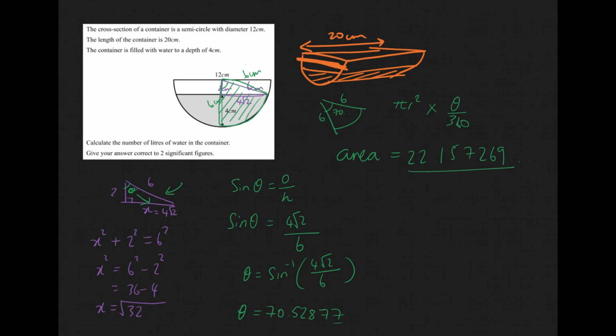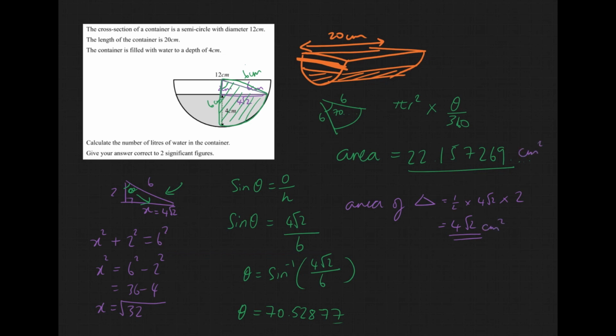Now we need to find the area of the triangle, because we're going to take away this little purple triangle from the green sector. So area of the triangle, half times base times height, so equals half times base is 4 root 2 times height, which is 2. So that is just going to be 4 root 2. So the area is equal to 4 root 2 units squared, or centimeters squared in this case.